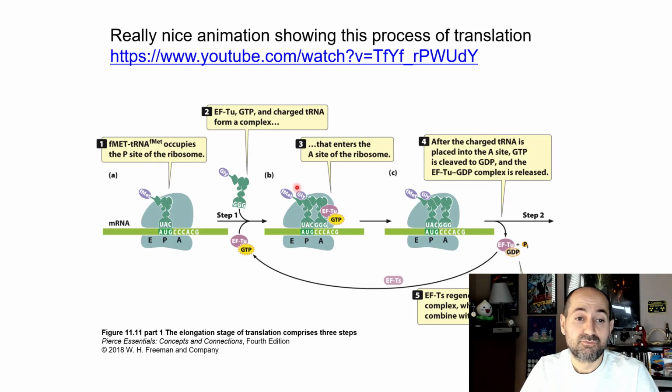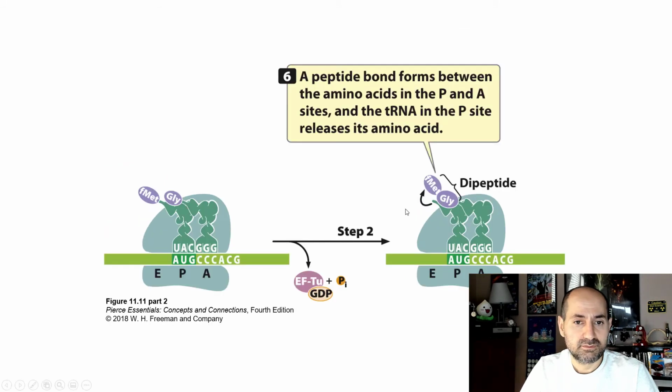Methionine will form a peptide bond between itself and the incoming amino acid glycine. So what you end up with is methionine attached to glycine. Now you have a dipeptide. Do you see that? A dipeptide. You've started making a protein, the polypeptide. And the tRNA that was in the P site is now called uncharged tRNA. This tRNA no longer has an associated amino acid. The tRNA in the A site has two associated amino acids now, a dipeptide.